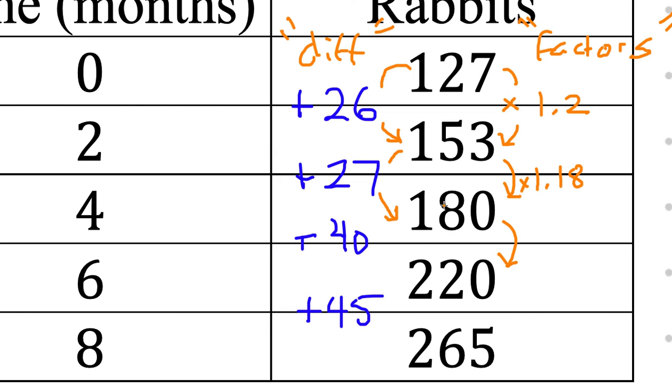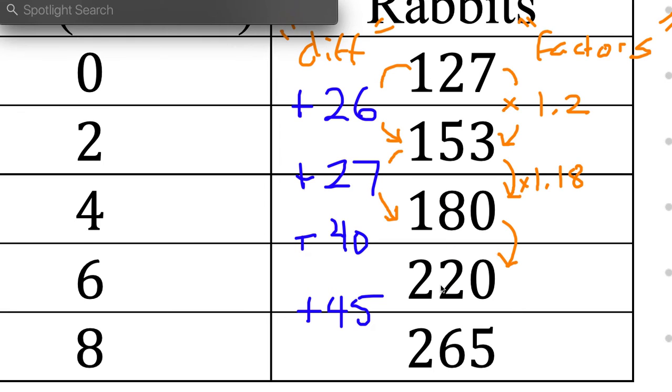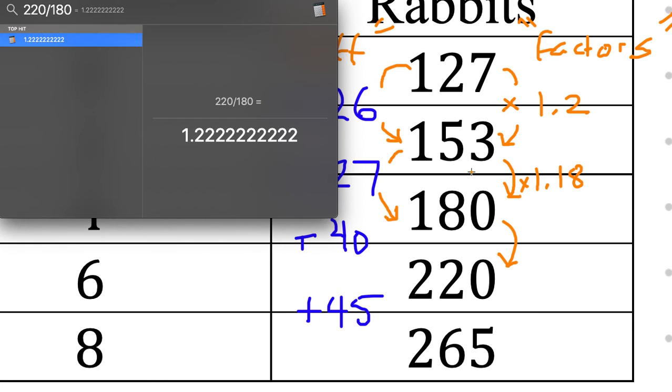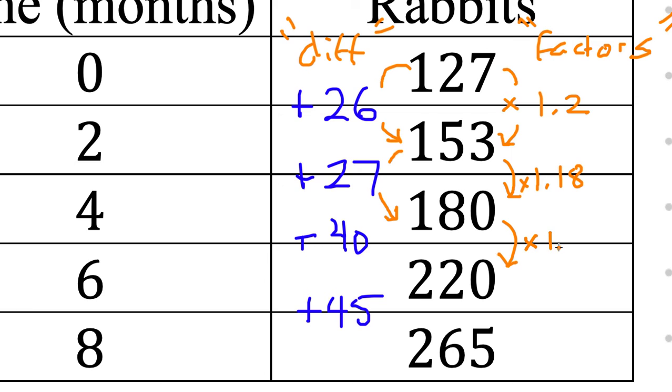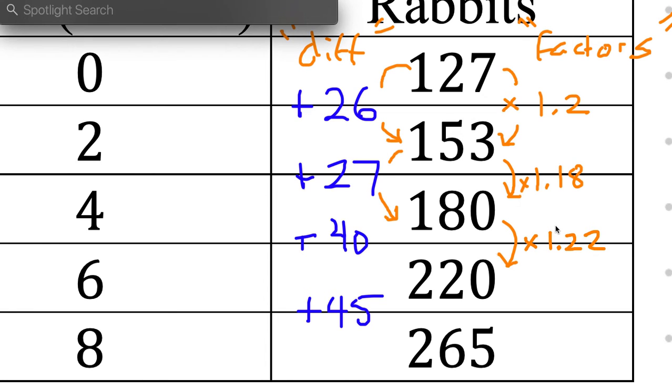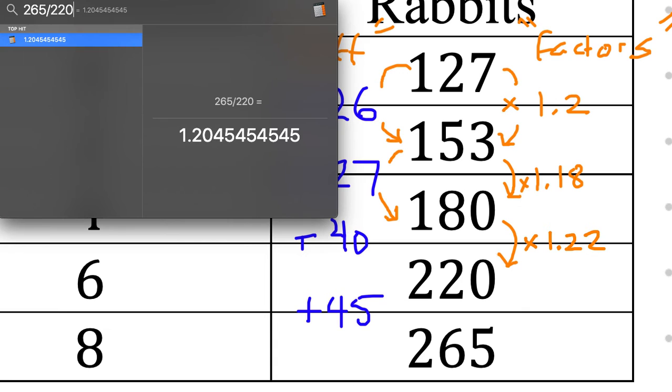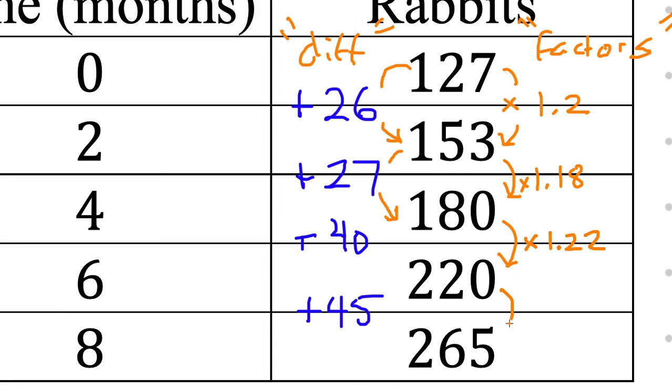So how do I get the approximate factor between 180 and 220? What operation do I do, Emma? Which one goes on top? Yeah, 220 divided by 180. And I get 1.22. So this is times 1.22. And then finally, I'll do the last one, 265 divided by 220. And I get 1.2. So this is times 1.2. And we can see, yeah, it's not perfect, but it's about 1.2 on the right.